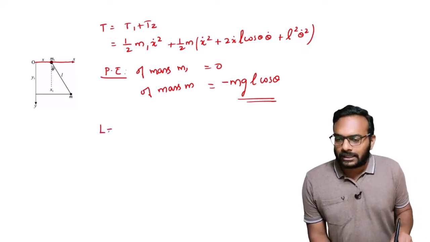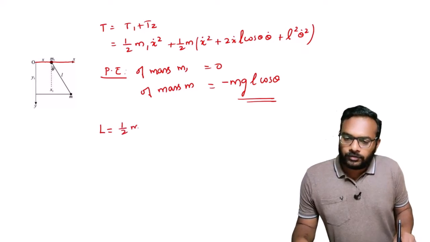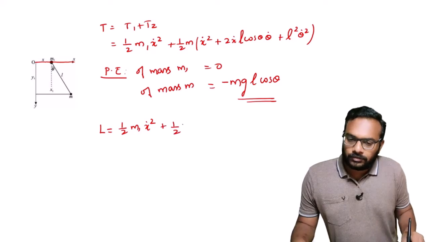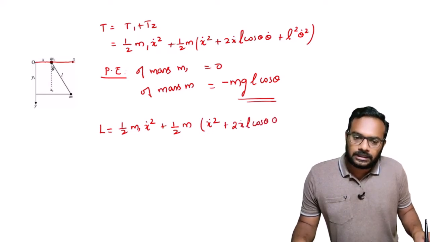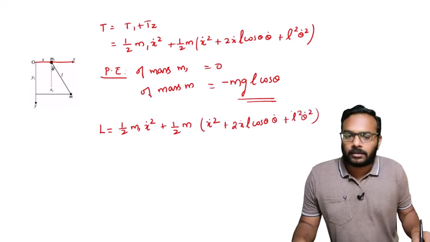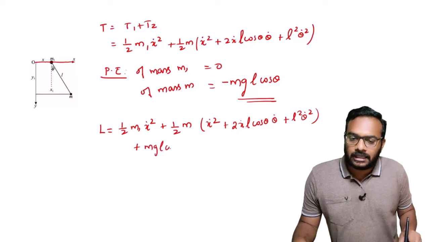Now we can write down the Lagrangian. The Lagrangian is equal to half m1 x dot squared plus half m times x dot squared plus 2 x dot L cos theta theta dot plus L squared theta dot squared, and minus, since it's T minus V, it becomes plus m g L cos theta.